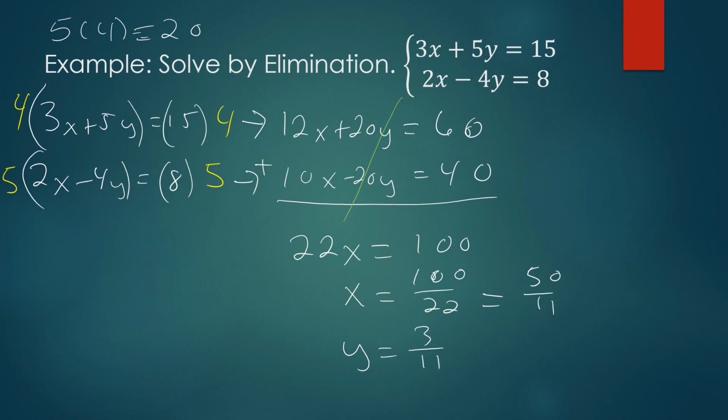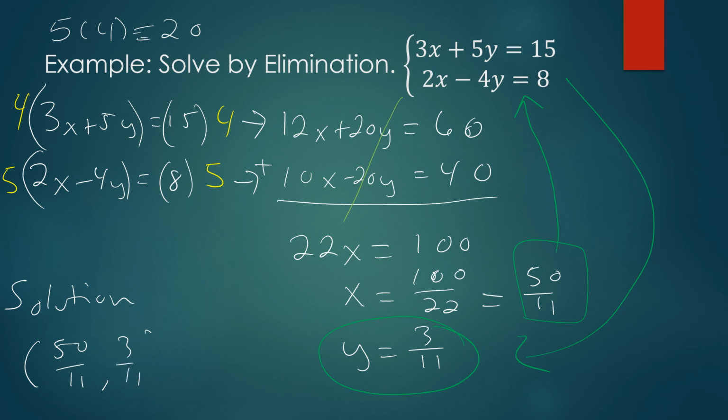We can find the y by replacing my x into one of the equations. It doesn't matter which one. And then I'll use that to find the y. Whichever way we find our y, we now have our solution. Our solution is the ordered pair, 5 over 11 and 3 over 11.